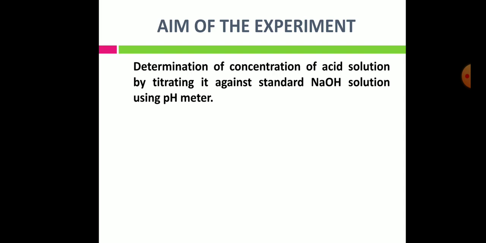The aim of the experiment is to determine the concentration of given acid solution by titrating it against standard alkali, that is NaOH solution, using pH meter. The acid that has been provided is acetic acid and its concentration has to be determined through this method. Now what we notice here in the aim is that in this titration we are not going to use any indicator. So it is an indicator-less titration between a strong base and a weak acid.